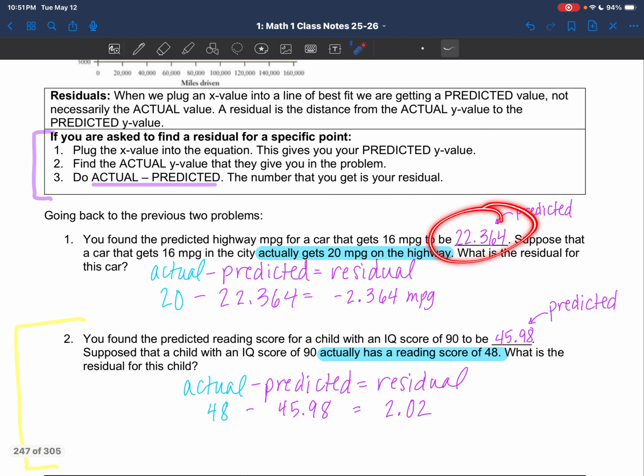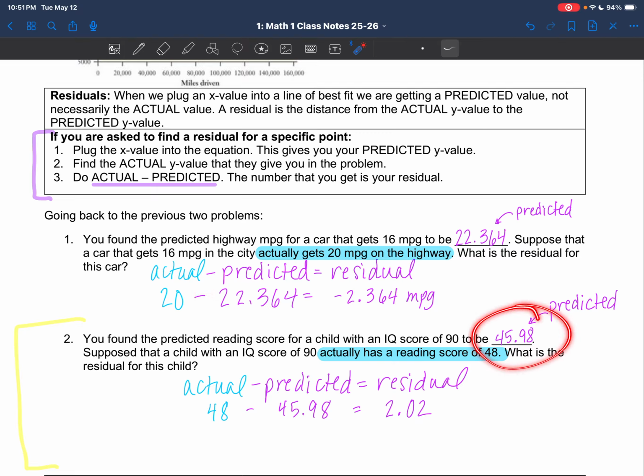So we're going to use the 22.36. This is the predicted from the problem before with the car. It says, suppose that a car gets 16 miles per gallon in the city, and actually gets 20 miles per gallon on the highway. What's the residual? Well, the actual is the actual data, but we predicted this from before from your line of best fit. So you take those two, subtract them, and you're going to get negative 2.364 miles per gallon. This is the residual because it's the difference between your actual and predicted.